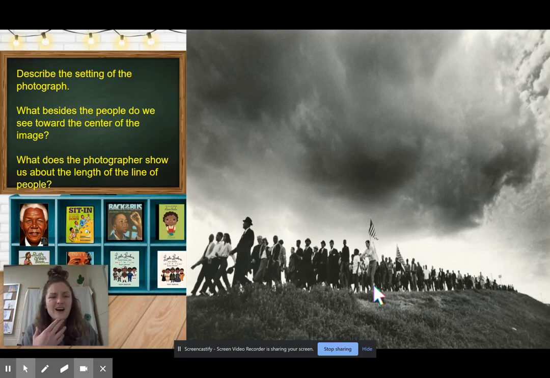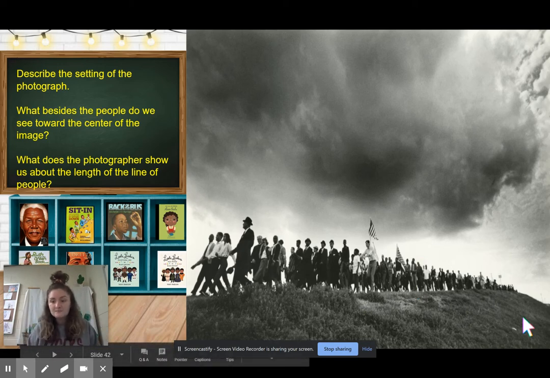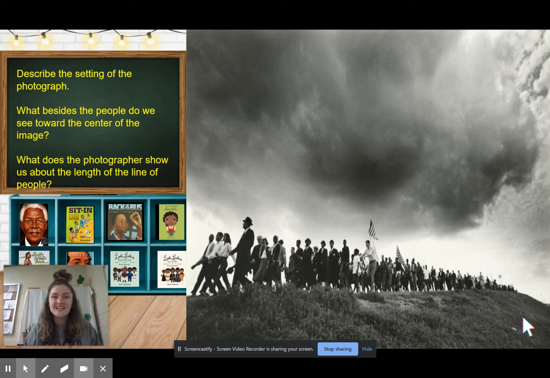What does the photographer show us about the length of the line of people? What can we infer? What can we conclude based on this photograph? Looking at this line, do we see an end to this line of people? No. So what do you think the photographer is trying to tell us about this picture? What do you think the photographer is trying to tell us? Tell me in the puzzle.